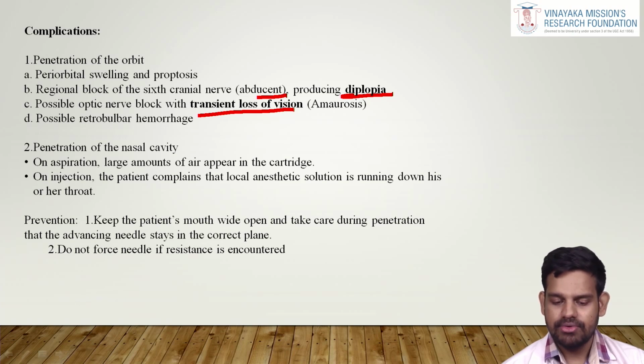Second, the penetration of the nasal cavity. On aspiration, large amounts of air appear in the cartridge, which indicates that the needle is inserted into the nasal cavity rather than the target area. On injection, the patient complains that the local anesthetic solution is running down into his throat. Prevention: keep the patient's mouth wide open and take care during penetration that the advancing needle stays in the correct plane. Do not force the needle if resistance is encountered.